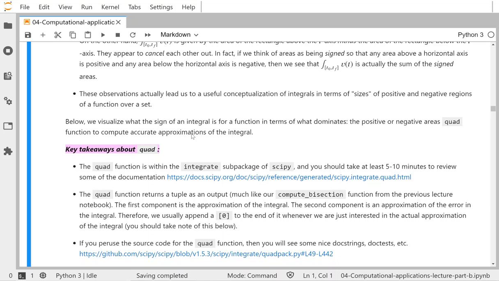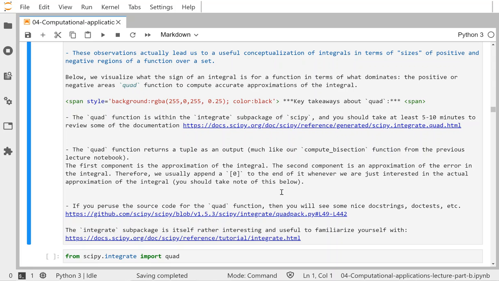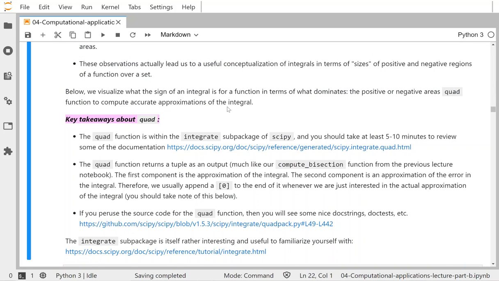The quad function, and then I use the quad function to compute accurate approximations of the integral. I'm going to fix that there. Well, I'll fix that later in terms of how that reads, so it reads a little better.